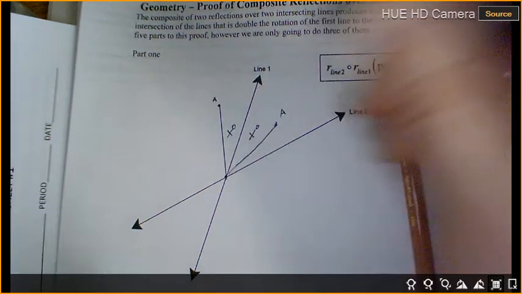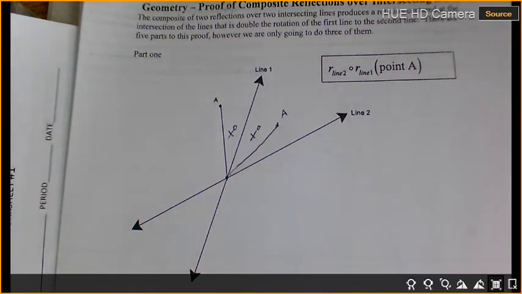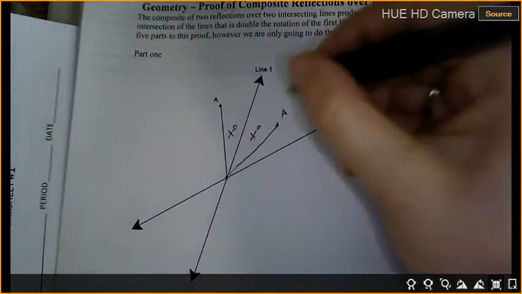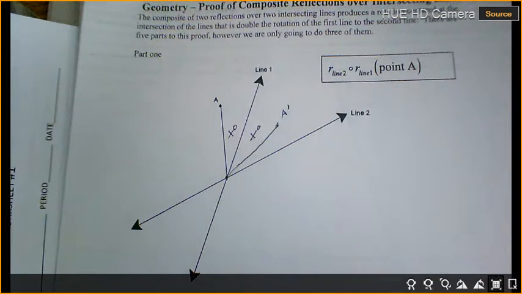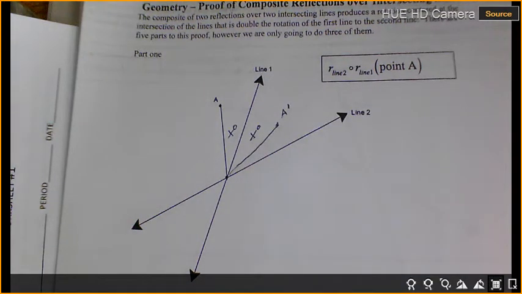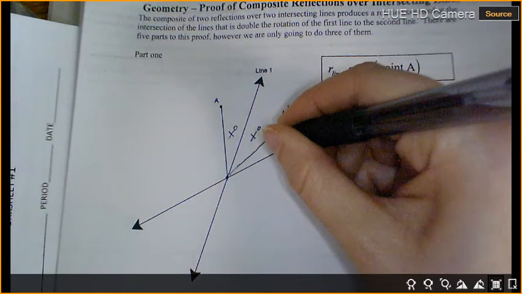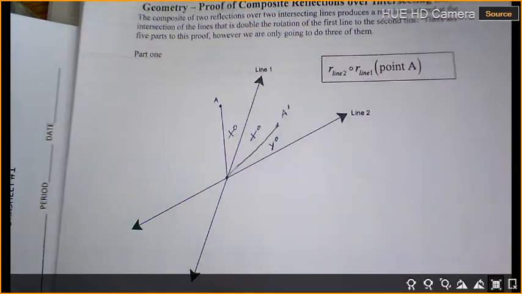Okay? Now we need to reflect that over line 2. Make sure you put image A. Don't leave it just A like I did. Now, do you guys see that the angle between line 1 and A image is bigger than the angle between A image and line 2? So we're going to make this angle right here Y degrees. Okay, see right here?